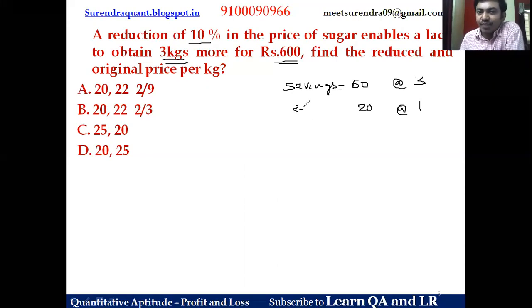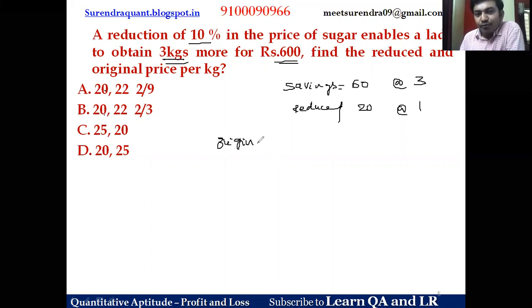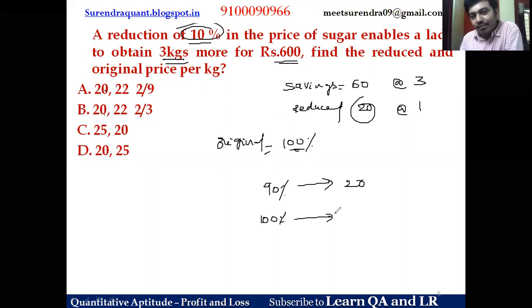This is the reduced price, right? Reduced price is 20 rupees. Okay, let's talk about original price. If we consider the original price as 100%, there is 10% discount, means the reduced price is 90%, right? From 100%, 10% decreased, and that is how much reduced price? 20 rupees. If 90% is 20 rupees, what is the original price? 100% is what?